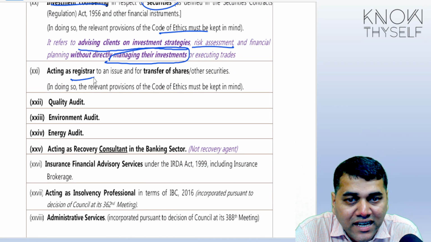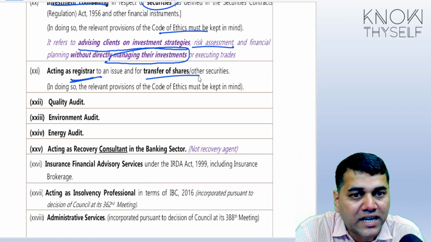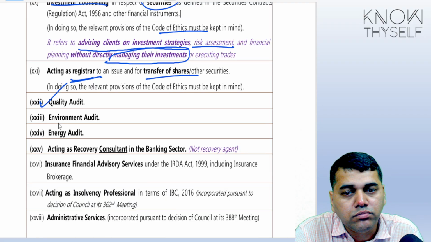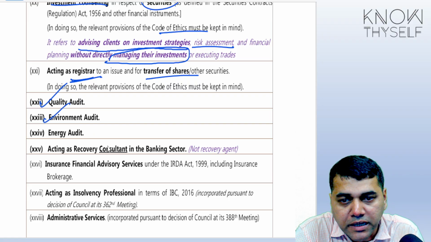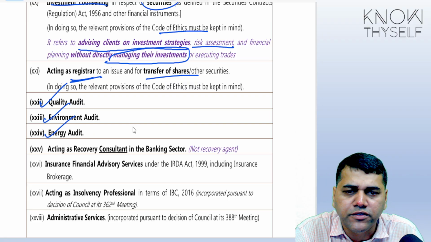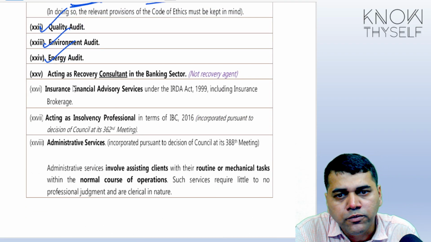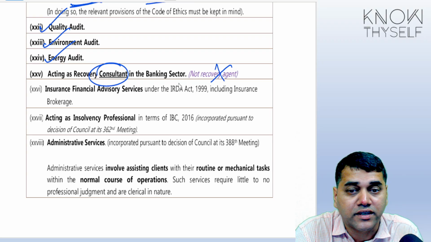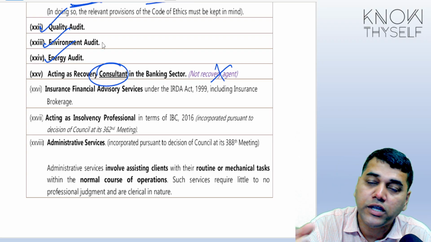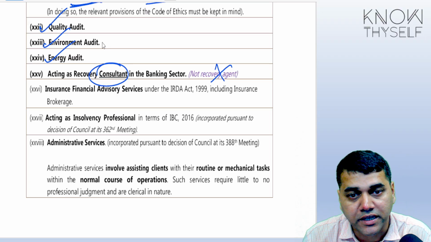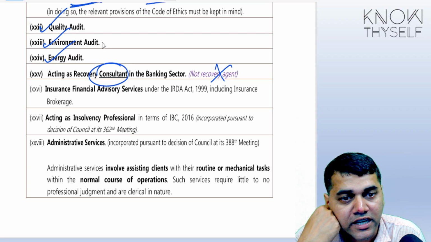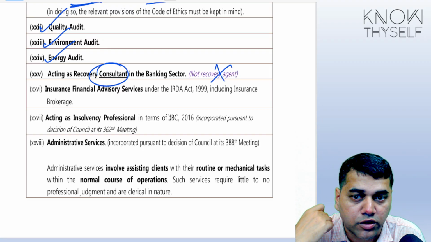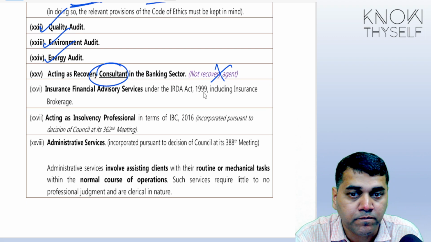Now you can act as a registrar to an issue or transfer of the shares, etc. Quality audit you can do. Environmental audit, like environmental implication, energy audits. So these are all the different types of audit you can do. Recovery consultant, but not recovery agent to the banking sector. So you can advise the banks on how the recovery can be made, what legal actions can be taken. But you should not call and threaten the customers, asking will you give the money or not? No, you cannot be the recovery agent.